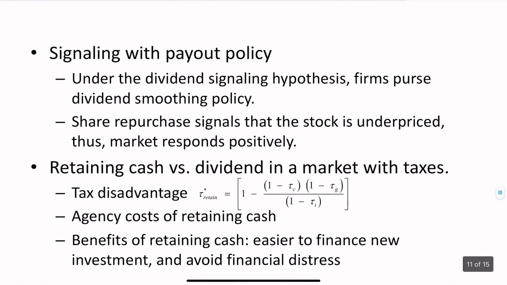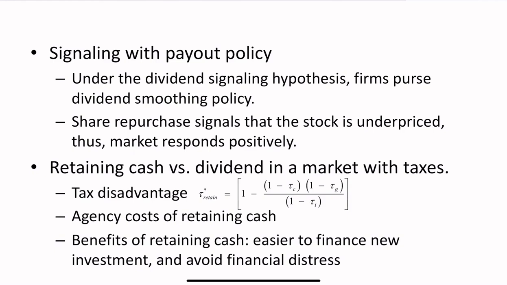And then we discussed the signaling theory with payout policy. Basically, there are two kinds of signaling here. The first is about dividend signaling. So the observation is firms pursue this dividend smoothing policy. That is, if you look at how firms pay out their dividends, you can see that dividends are generally quite constant, right? You don't see a lot of variations.